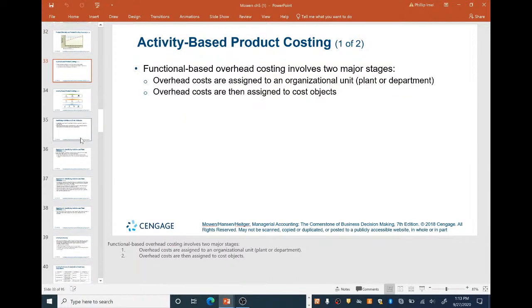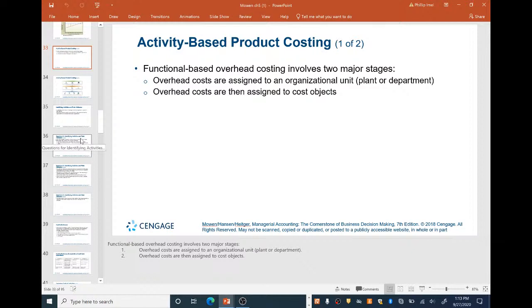Okay, let's talk about activity-based product costing. So functional-based overhead cost involves two major stages. The first stage is going to be the overhead costs being assigned to an organizational unit, and by unit, I mean either a department or the overall plant itself. The second major stage is going to be the overhead costs being assigned to the cost objects themselves.